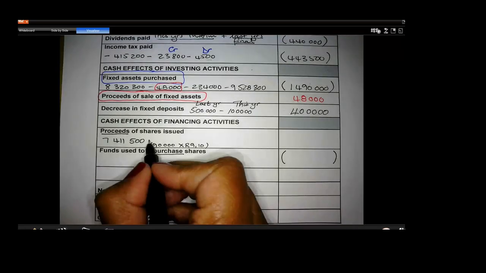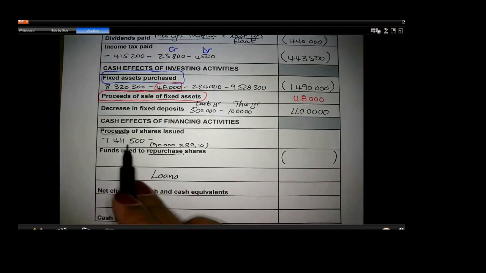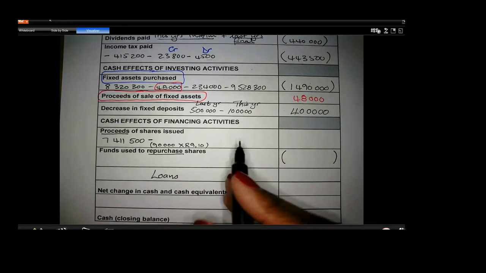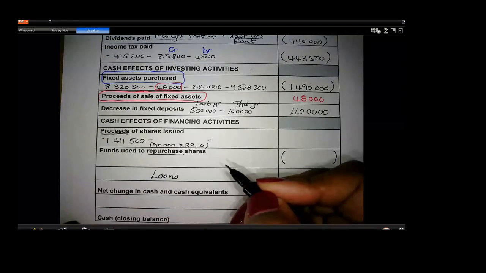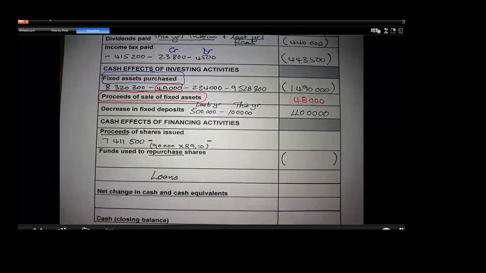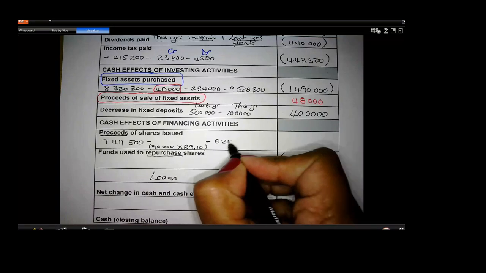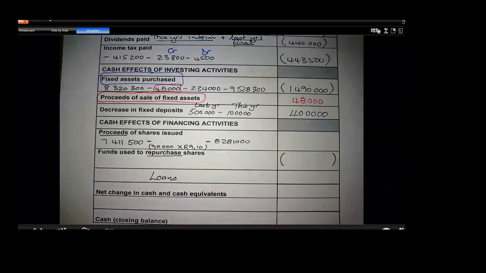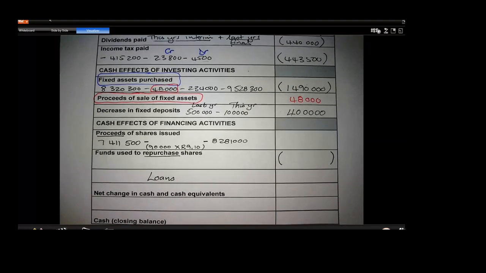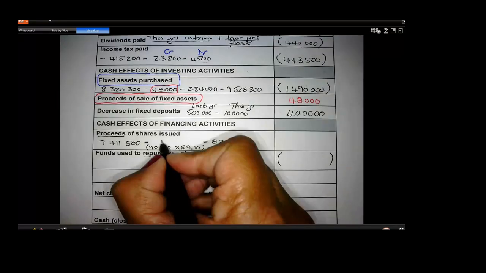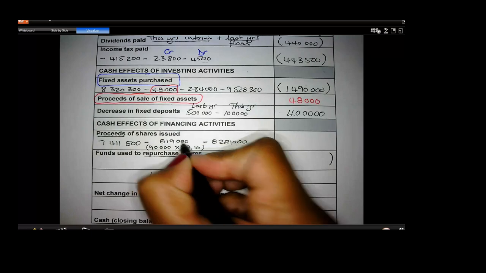My repurchase of shares, remember, always has a negative bearing. And I have a closing balance of 8,281,000. Okay, so can someone work out that amount, please? And then I'll show you what the ordinary share capital account looks like. But I can show you this amount here. I've got 819,000 rand there. So this is how I work it out.